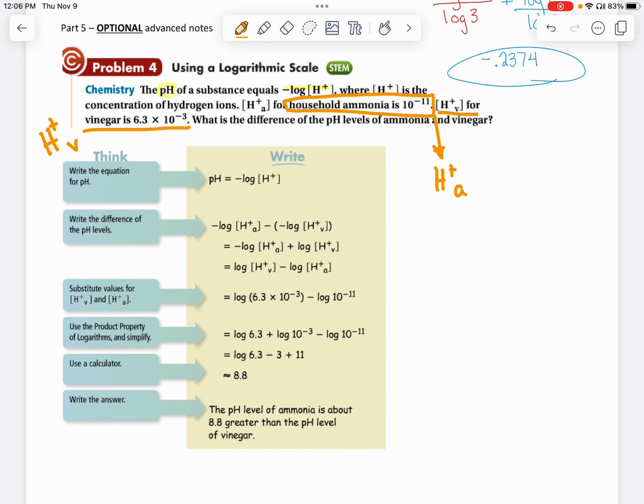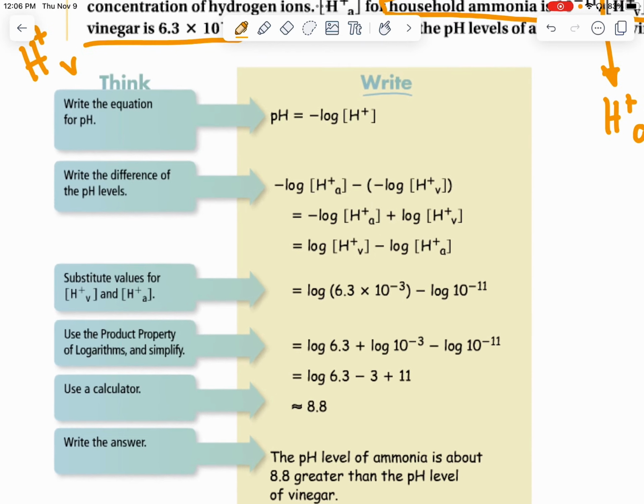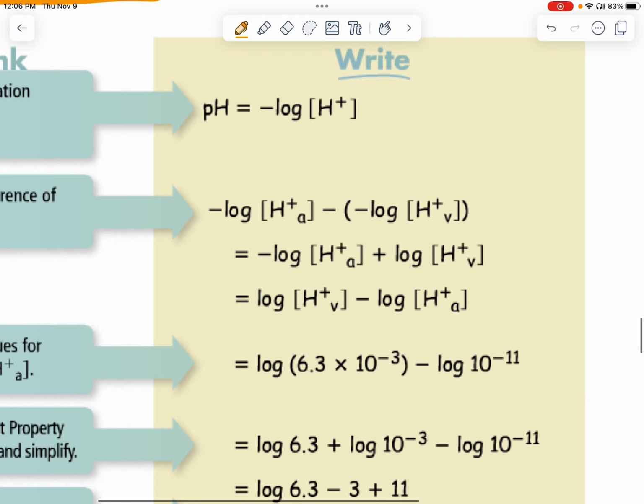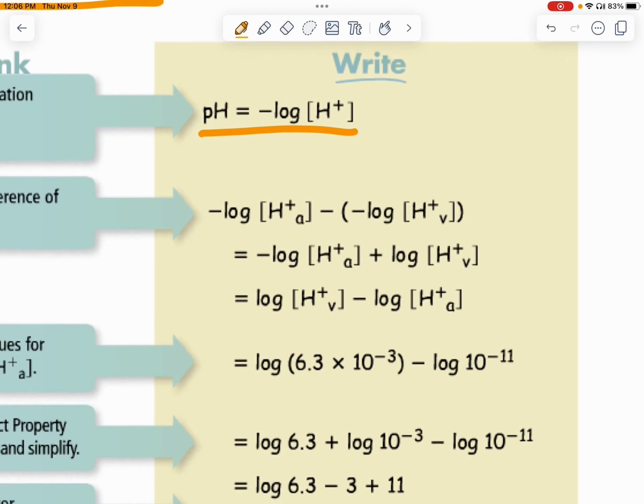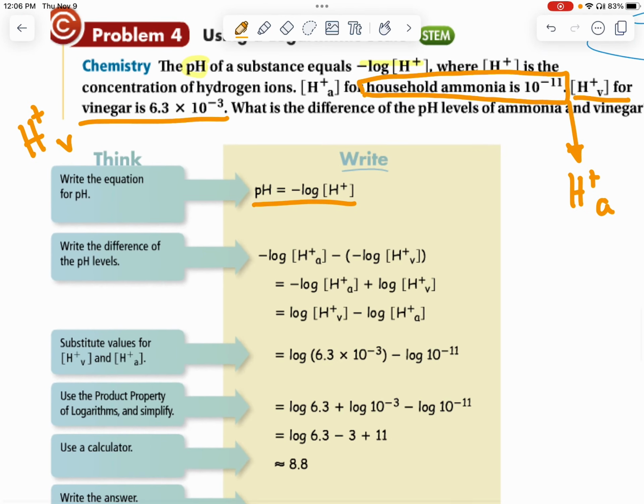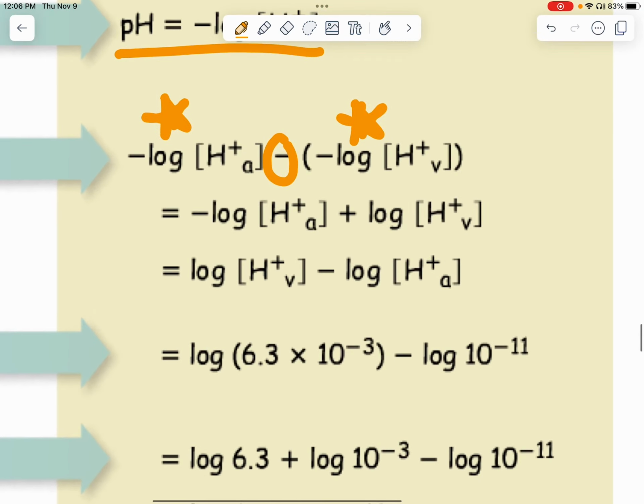So I thought I'm just going to go ahead and screenshot what they did. So we have our basic pH equation, which we've talked about before. And to find the difference of the two, we're going to take the ammonia and we're going to subtract the vinegar. And when we do such, we will end up with negative log of H plus A, and then distributing that becomes a positive here, and then there's our vinegar.